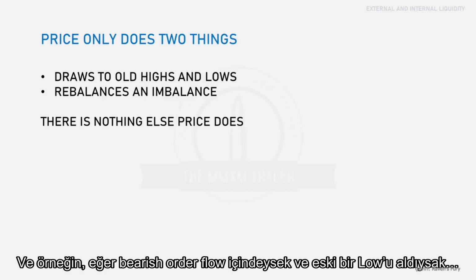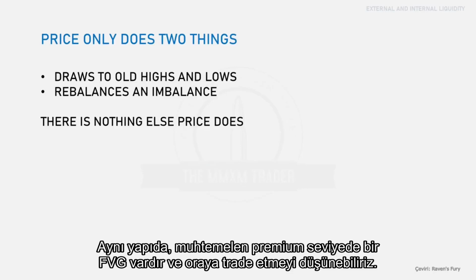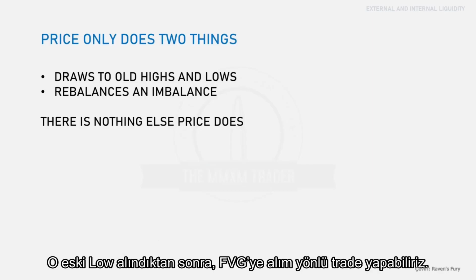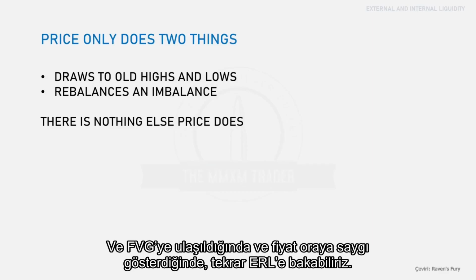And let's say we are in bearish order flow and we take out an old low. There's probably a fair value gap in a premium level on that same structure. After that old low has been raided, we can look to buy into that fair value gap. And once that fair value gap hits and it respects it, we can look for external range again, right?